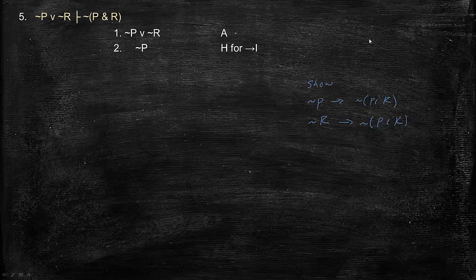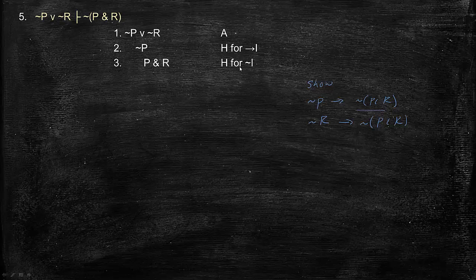So you could give up, or you could say, well, maybe I could get some value out of negation introduction. If I wanted to do that, I would hypothesize the opposite of what I want to derive, which in this case is P and R. I want to hypothesize P and R because I'm trying to derive it's not the case that P and R. And now things are looking up, right?